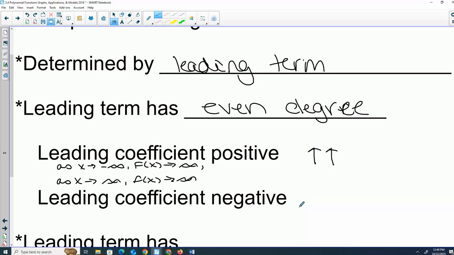What would happen if I put a negative coefficient? If I said negative x squared, both ends point down. So anything with an even power, the ends are doing the same thing. Positive coefficients, both ends point up. Negative coefficients, both ends point down.